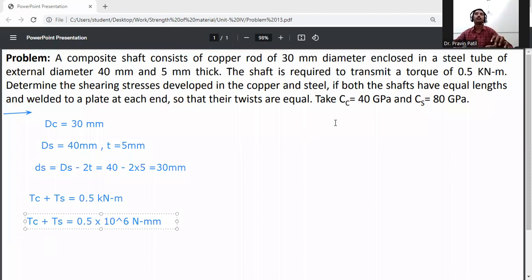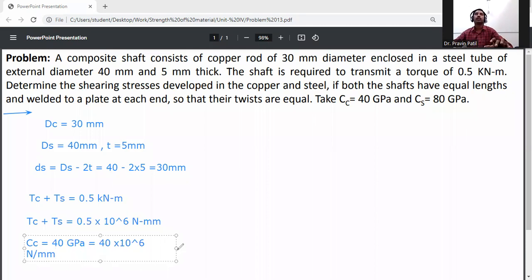Then the modulus of rigidity for copper is given, CC is equal to 40 GPa. Converted to mm units, that is 40 into 10 raised to the power 3 N per mm square.